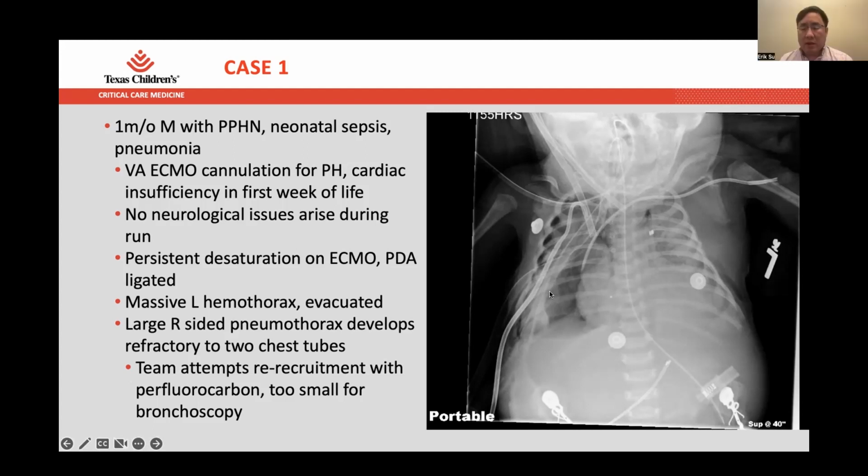And then this is a mediastinal air leak that got into the pleural space and separated the lung from the heart. They could not get this lung back up. This kid was sitting in the 80s on ECMO. It went so far that the team prior to ours tried to use perfluorocarbon to recruit the lung, and was not able to do that either.